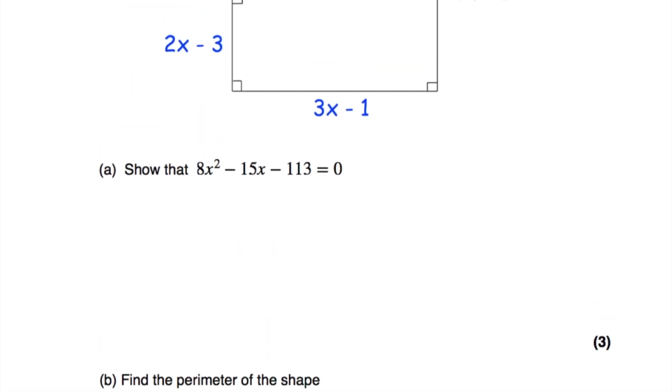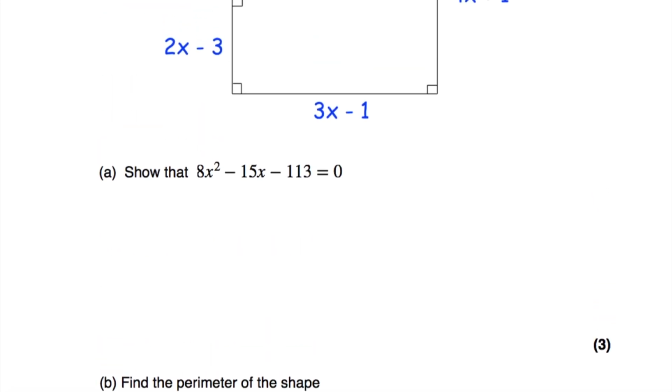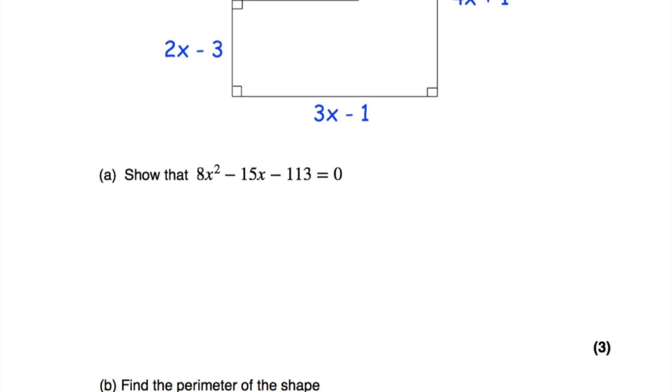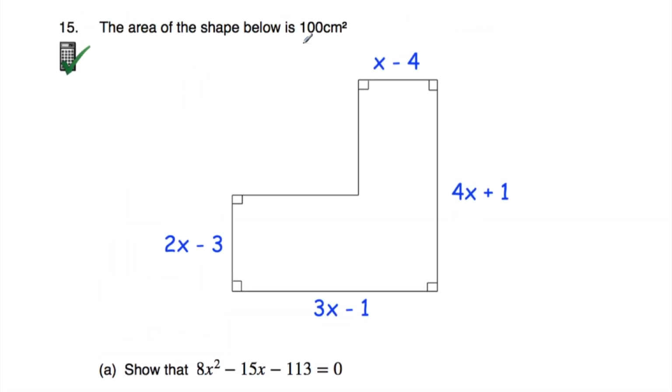So let's start off by doing this part A to begin with. So we need to show that 8x squared minus 15x minus 113 equals 0. So we've been told the area of the shape. We know the area of the shape is 100 centimeters squared. So we've got some algebraic expressions for some of the lengths. So if we find the area of this shape, we know then we can put it equal to 100. And then if we simplify it, we should get this. So let's start by finding the area of the shape.